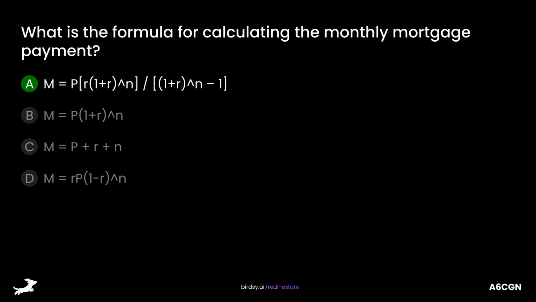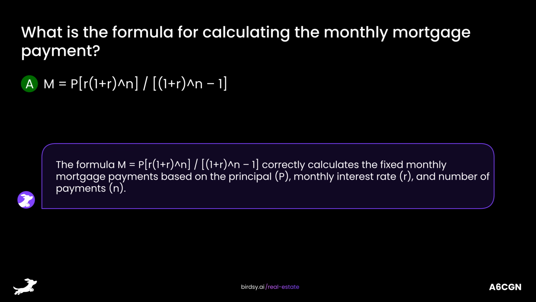The answer is A. M equals P times R times 1 plus R raised to the power of N divided by 1 plus R raised to the power of N minus 1. The formula M equals P times R times 1 plus R raised to the power of N divided by 1 plus R raised to the power of N minus 1 correctly calculates the fixed monthly mortgage payments based on the principal P, monthly interest rate R, and number of payments N.